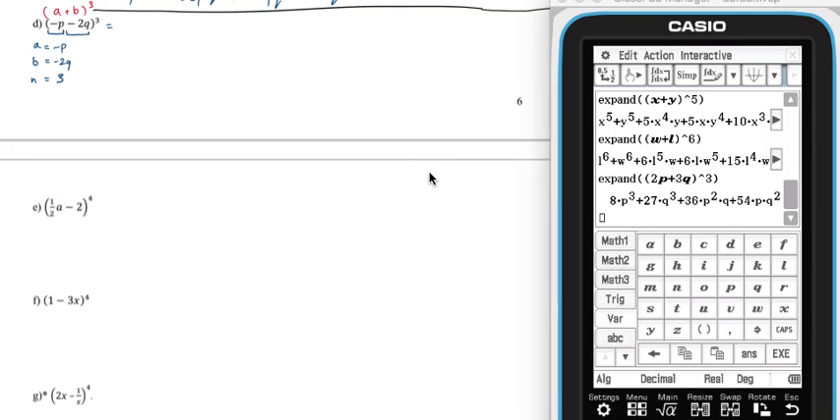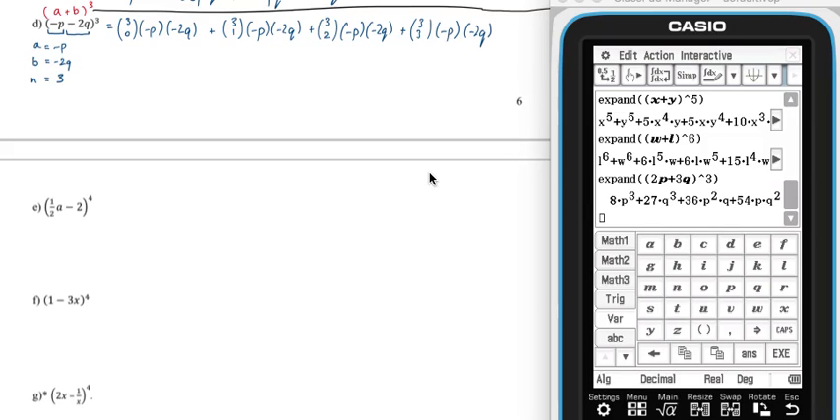Let's write this out in expanded form. So, we've got 3 choose 0, and then we've got negative p, negative 2q, plus 3 choose 1, negative p, negative 2q, plus 3 choose 2, negative p, negative 2q, plus 3 choose 3, negative p, negative 2q. So I've written that out in expanded form.